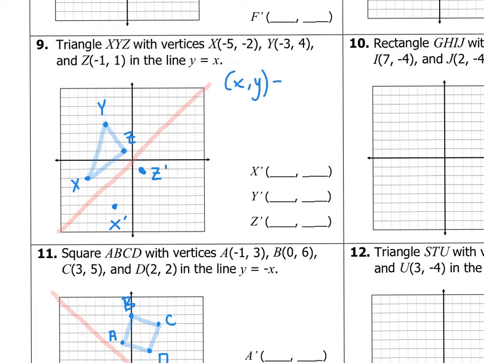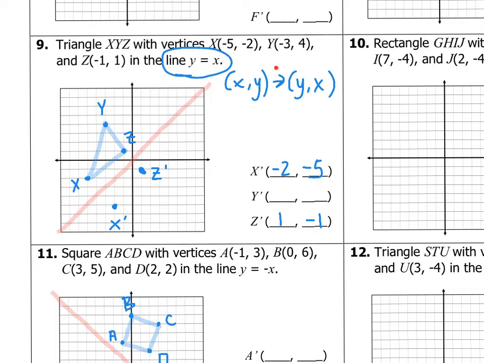If you have your original coordinate x, y and you flip it across the y equals x line, the rule is you just flip the coordinates. And look at z prime. Z prime is at 1, negative 1. Do you see how original z was negative 1, 1? We just flip-flop them. Same thing, x prime is at negative 2, negative 5, because where it's located here, it's negative 2, negative 5, but then also if I look up here, if I just flip them, we get negative 2, negative 5.